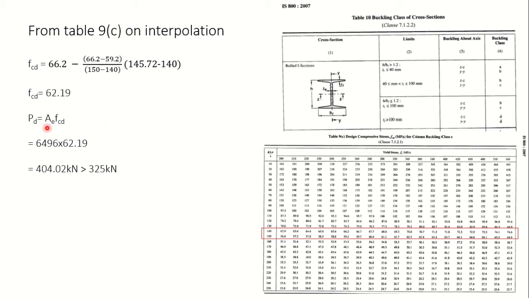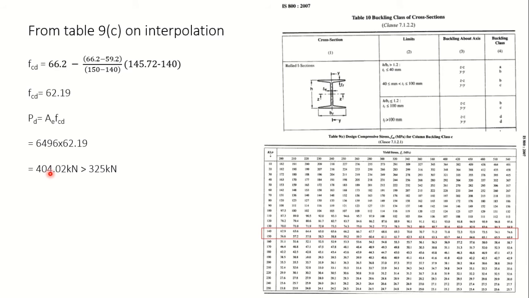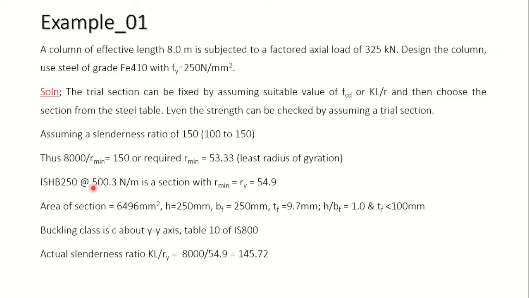This multiplied by the area of the section will give us what load it can carry. So 6496 is the area of the section into 62.19, which comes out to be 404.02 kilonewton. This is more than the applied load on the column. The factored load applied on the column was given as 325 kilonewtons, so 404 kilonewton is the load which can be carried by that column. So this is safe. The section we have provided, ISHB 250 at 500.3 Newton per meter, can be adopted for this column.